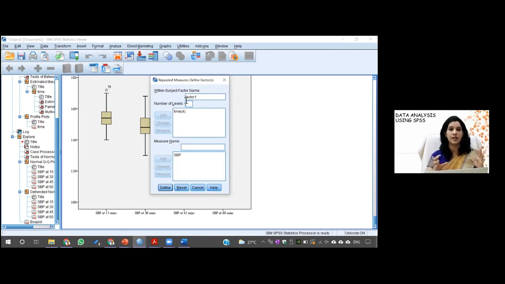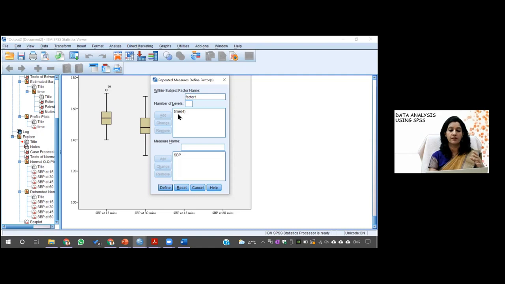So within-subject factor means it is an independent variable, because time is a variable here. You are measuring the continuous variable across 4 different time points. So within-subject factor means it is the independent variable and you are measuring this across 4 time points. That's why I have written 4 here.